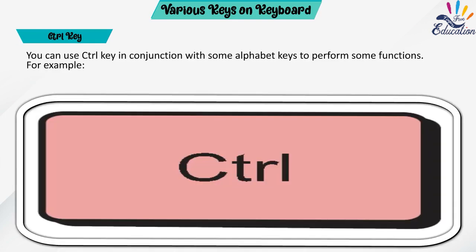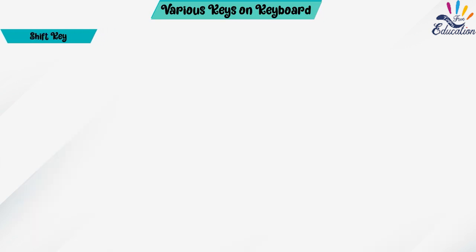Control key. You can use the Control key in conjunction with some alphabet keys to perform some functions. For example, Control plus C. It will copy the selected text or object. Control plus V. It will paste the selected text or object. Control plus S to save the document.